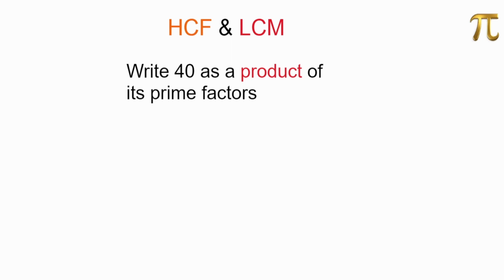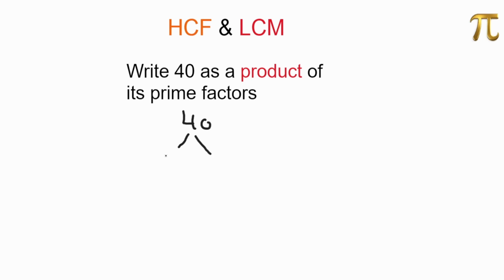Now this is a very difficult topic. It may scare some people. As you can see in front of you, you have a very scary question. You have 40, and you want to express it as some prime numbers which multiply each other to make 40.